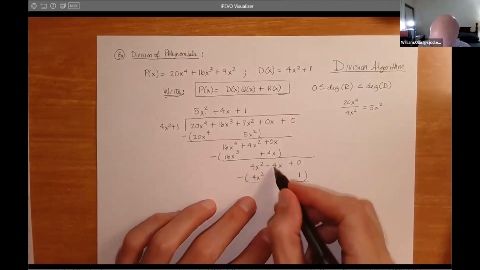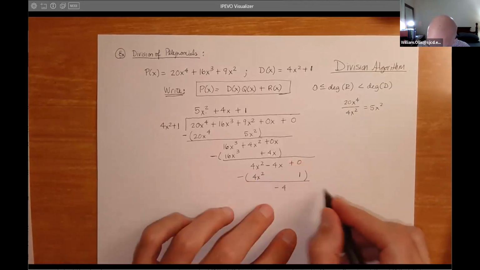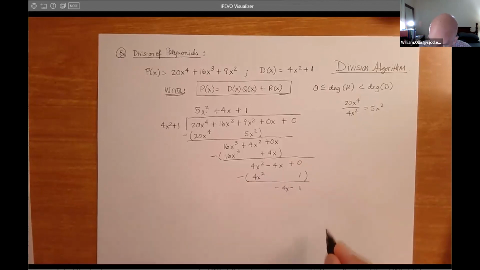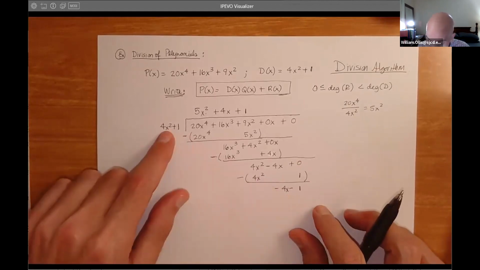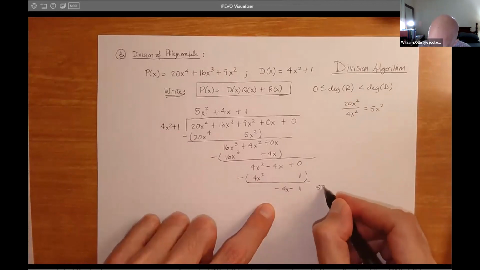So, of course, these terms absorb, and we're left with a negative 4. And then, of course, here we have a 0 minus 1, so minus 1. So negative 4x, excuse me, minus 1. Now, again, the degree here is 1, the degree here is 2. The division algorithm says stop, so we stop.